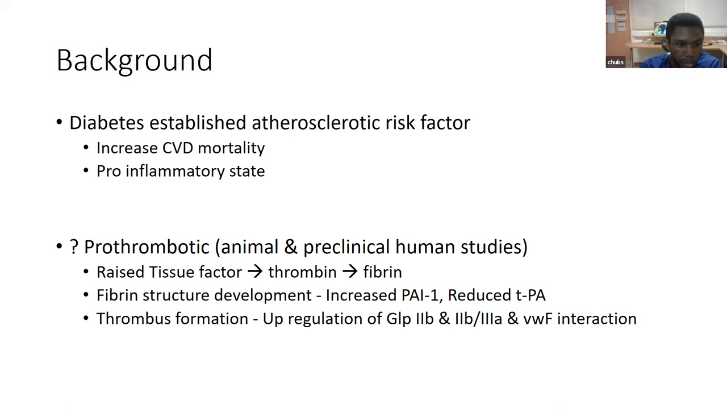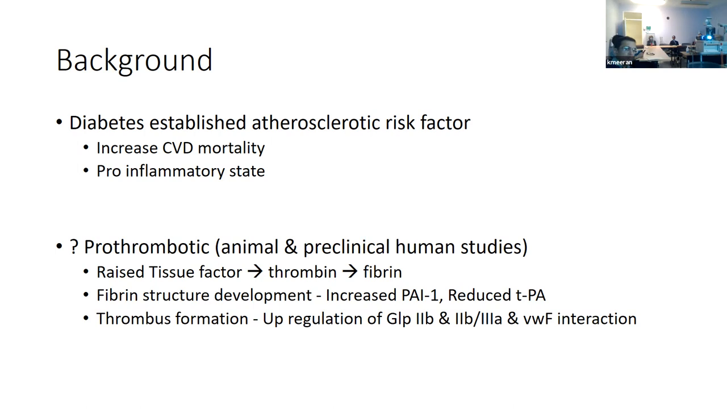Now, when you actually look at the literature for prothrombotic risk, and by thrombotic I mean your coagulation cascade and venous thromboembolism, there's not too much in the space looking at mortality and morbidity in diabetes. I know there are animal and preclinical human studies which have suggested that diabetes should put one in a more prothrombotic state. So we know there's raised levels of tissue factor in diabetes, which will activate the coagulation cascade, leading to increased production of fibrin, which we all know is associated with coagulation. There are also factors that will potentiate the development of a fibrin structure. So raised plasminogen activator inhibitor 1, reduced tissue plasminogen activator. These both should, again, put one in a state of pro-coagulation, prothrombosis, and upregulation.